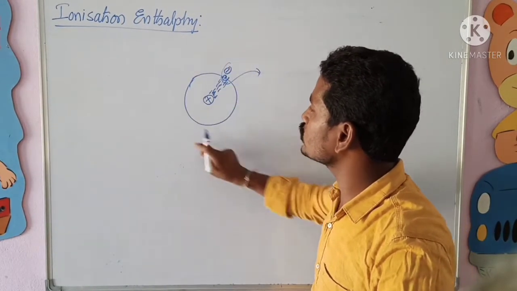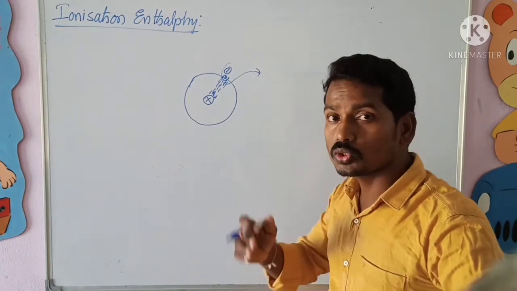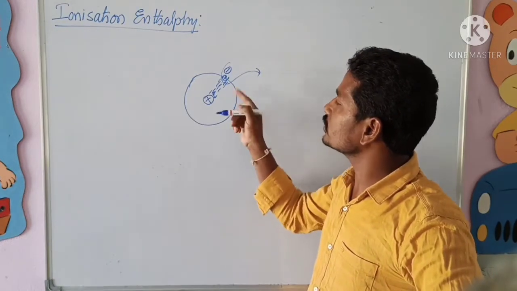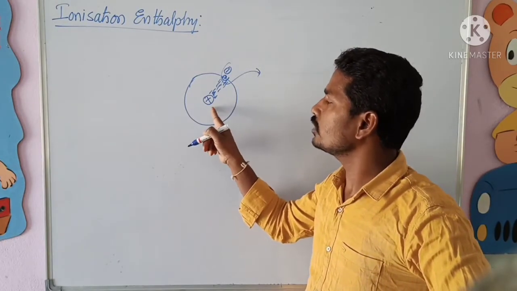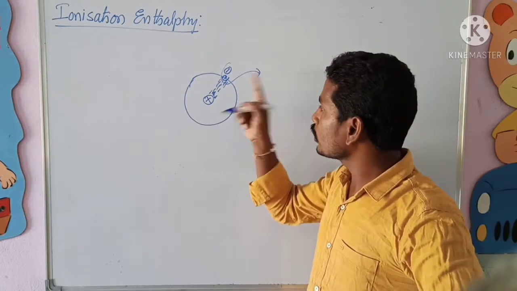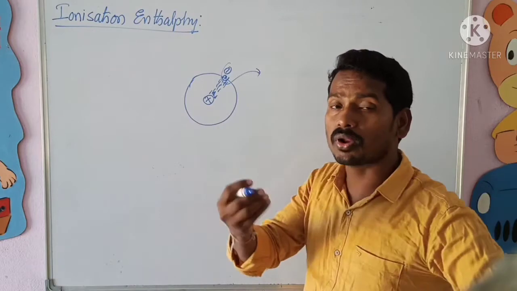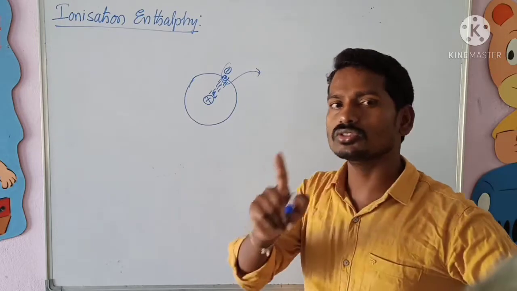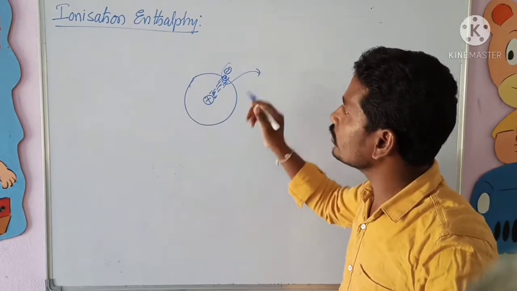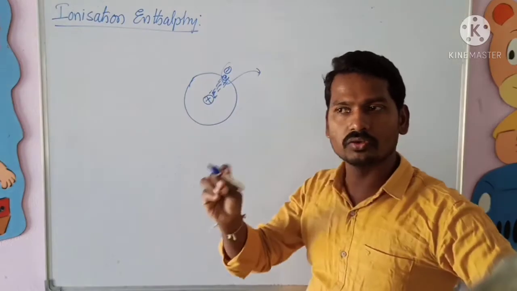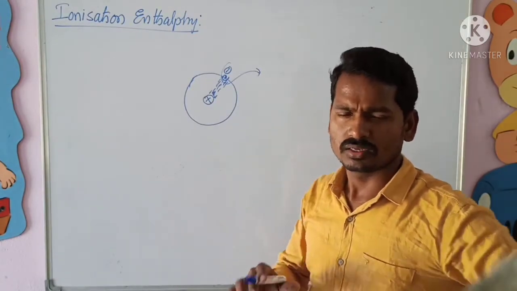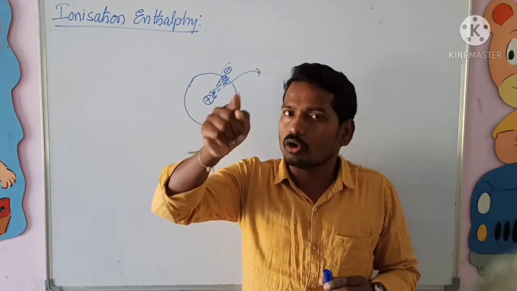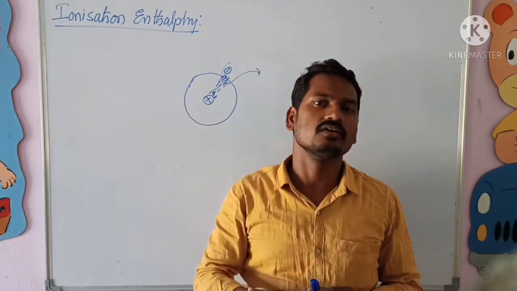from the outermost shell of an atom, you have to apply a certain amount of energy. The electron is not free because it is held by the attraction force of the nucleus. To remove this outermost electron, you apply a certain amount of energy. That energy is called ionization energy or ionization enthalpy. Simply, it is removing an electron from the outermost shell of a gaseous state neutral atom.